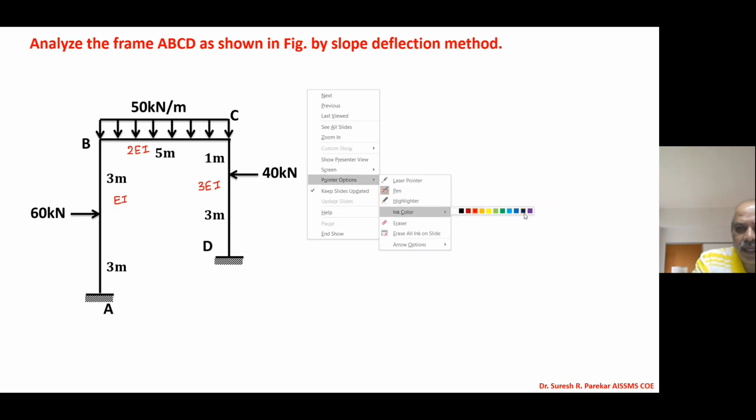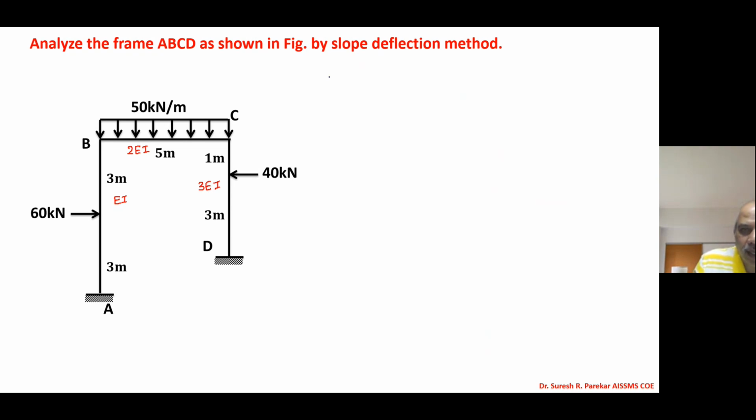So now we have first step 1, kinematic indeterminacy. Then we have Dk that is equal to 3: theta B, theta C, and delta. Then we have step 2, fixed end moments.